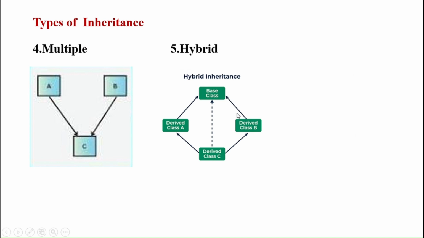Now there are two other types of inheritance, multiple inheritance and hybrid inheritance. Multiple inheritance and hybrid inheritance are not supported by Java due to the ambiguity issue. Suppose we define class A, class B, and also class C. We cannot access the properties of both class A and B in C, because an ambiguity issue is created. Similarly, hybrid inheritance is a combination of multiple inheritance and some other inheritance, so it is not supported in Java.